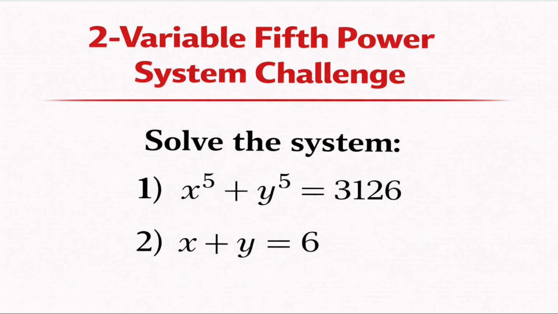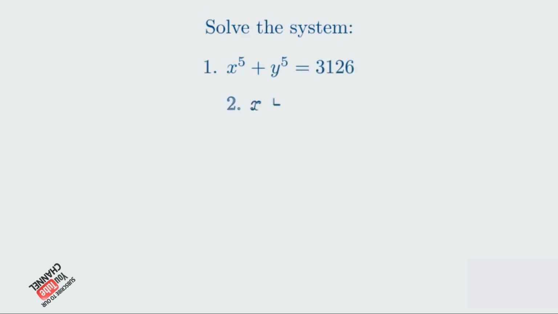Welcome! Today, we're going to solve a system of two equations that looks a bit intimidating at first glance. The system is x to the fifth plus y to the fifth equals 3,126 and x plus y equals 6. Your goal in this video will be to learn how to solve these kinds of problems by recognizing and using specific algebraic identities. The key here isn't to guess and check, but to use algebra.